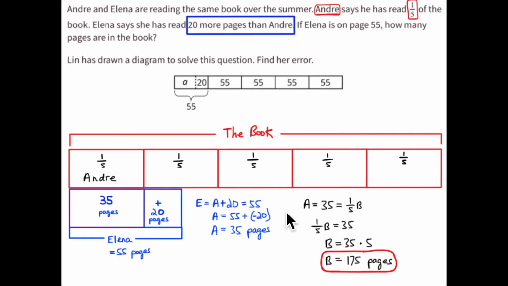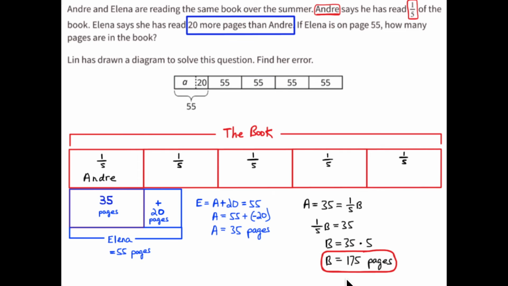So if we go back, these are the inverse relationships. Elena read 20 pages more than Andre. That means that Andre read 20 pages less than Elena. And Andre read 1/5 of the book. That means that the book is 5 times as long as what Andre read. So Andre plus 20, Elena minus 20. 1/5 of the book is what Andre read. 5 times what Andre read is the length of the book.